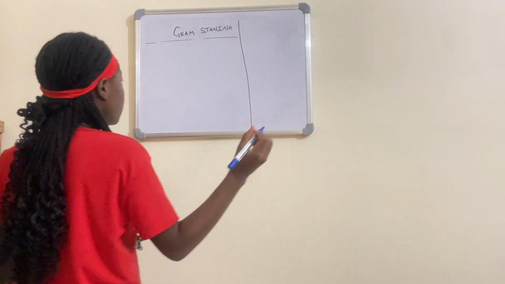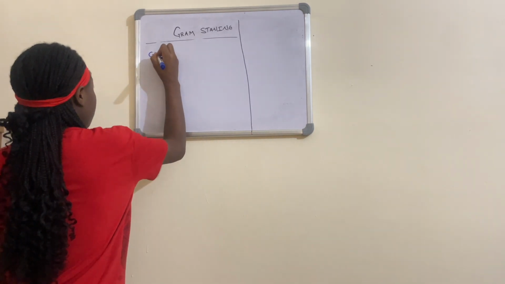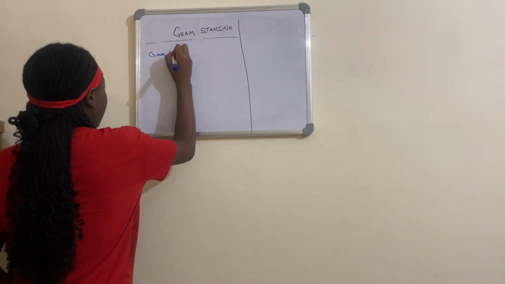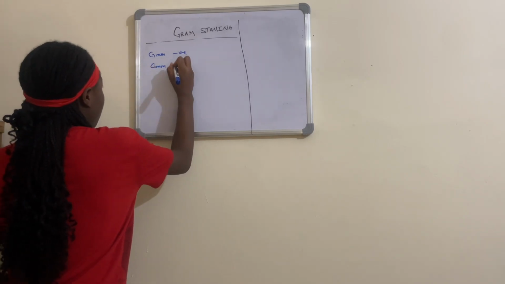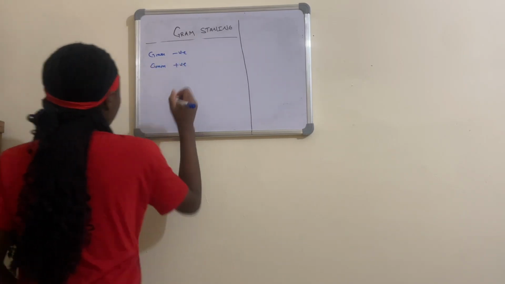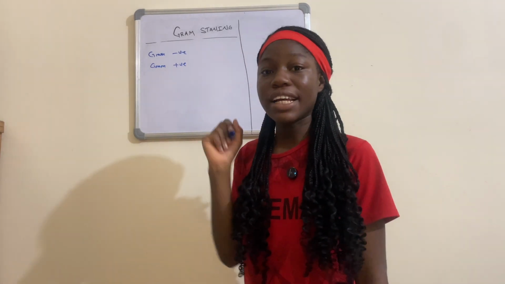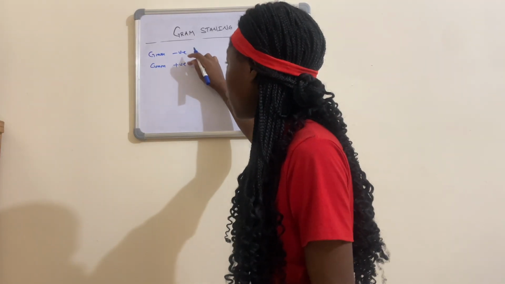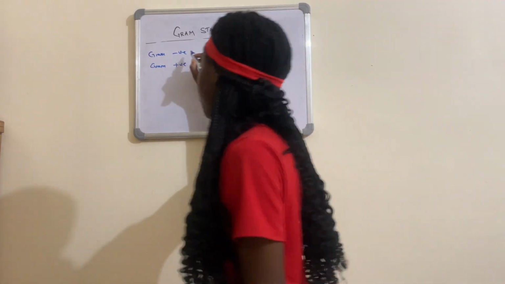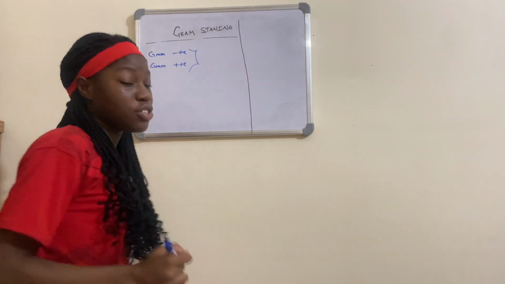So it helps to differentiate between gram negative and gram positive organisms. So gram staining technique is a technique that is used to be able to differentiate between bacteria, whether they are gram positive or they are gram negative. So it's very important. It's a very important technique in microbiology.